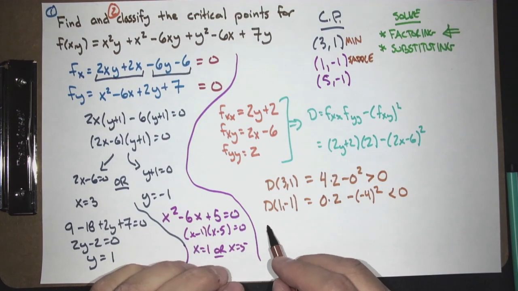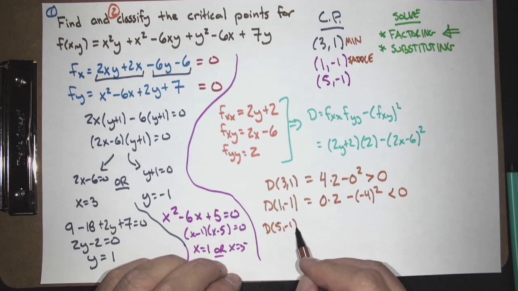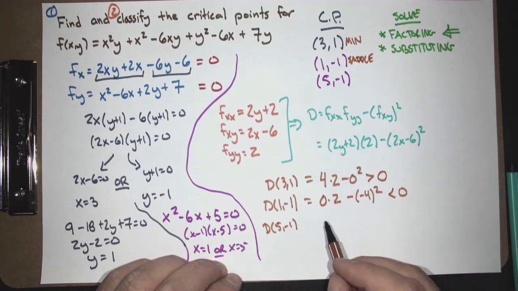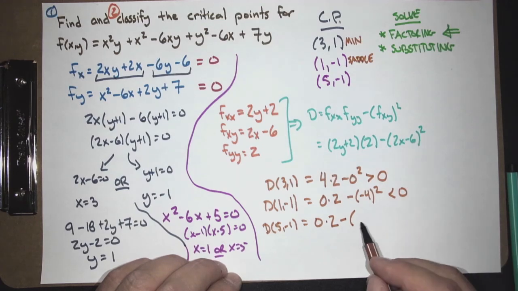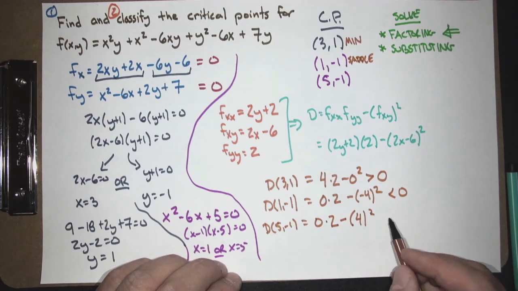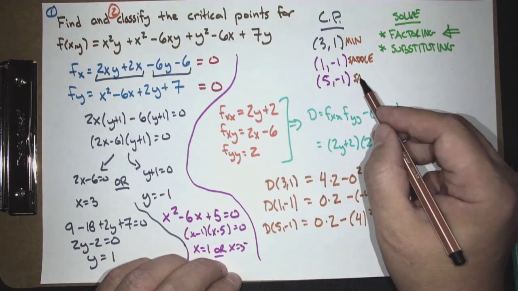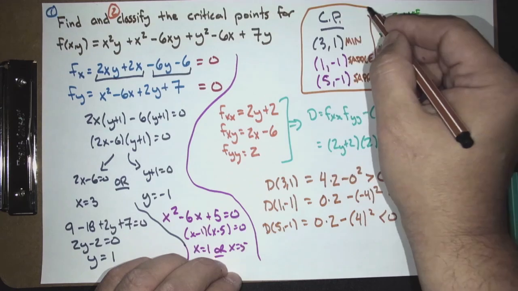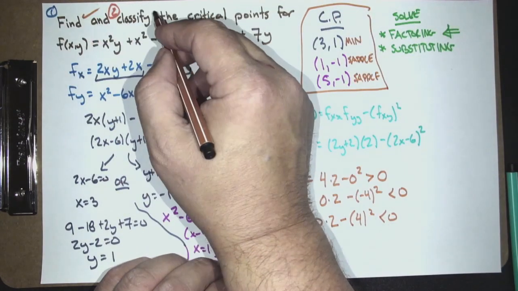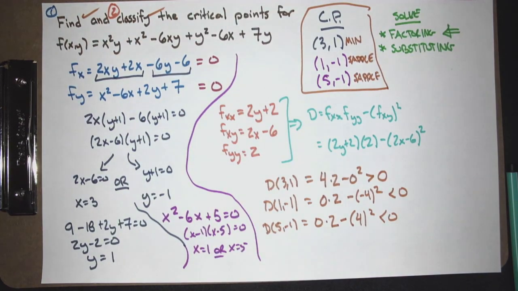How about for 5, negative 1? Well, again, 2 times negative 1 plus 2 is 0. Hard to recover from a 0. Subtract. 2 times 5 is 10, minus 6 is 4. Squared, positive or negative? Negative. So we have a saddle. And there we've finished our find and our classify and our class time. So we'll stop here for today.